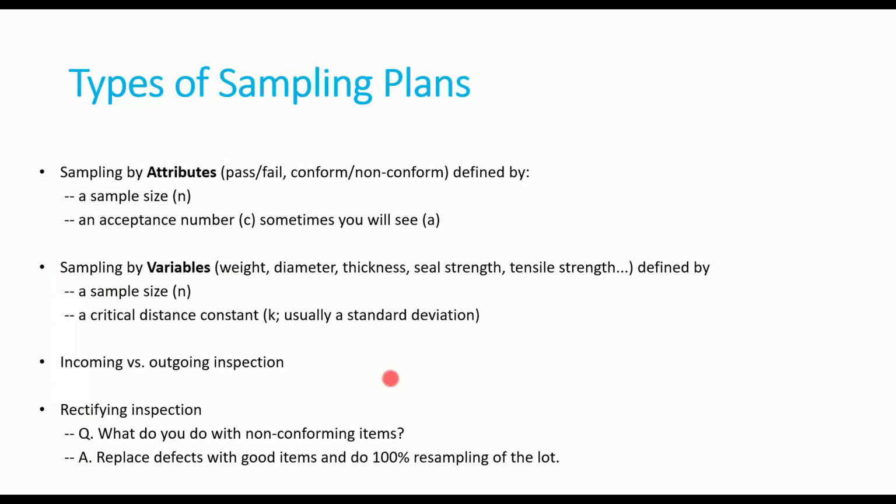And because variable data contain more information for each data point than the attribute data, variable sampling plans require fewer samples than the attribute sampling plans for the same level of protection. We'll see that next month. And this translates into lower material costs, less work, less time.